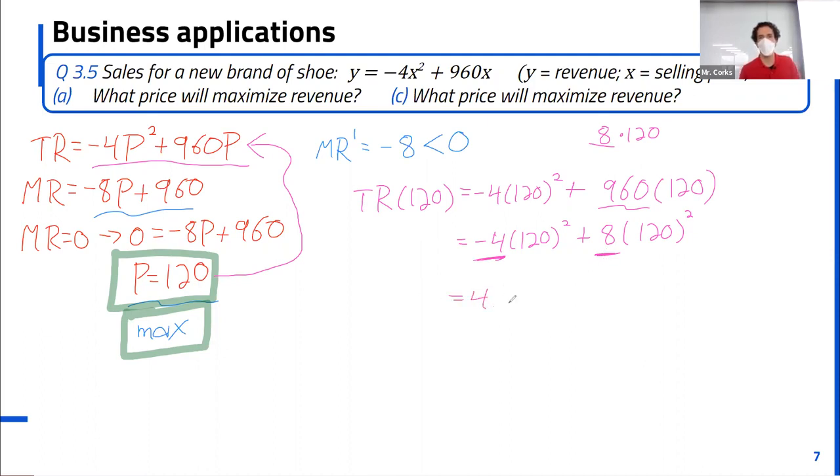Okay, so we have 4 times 120 squared, 12 squared is 144. So 4 times 14,400. And yes, 57,600. And that was part C.